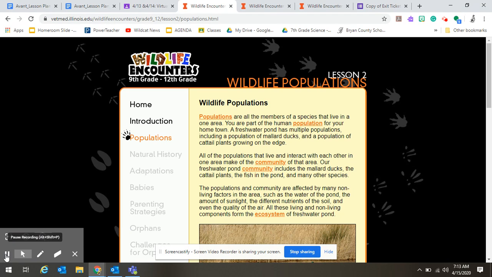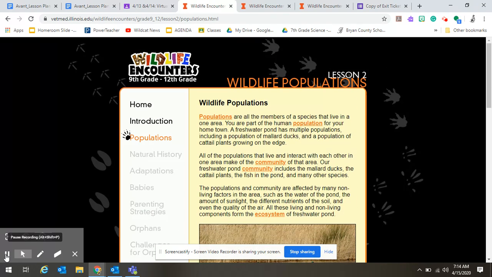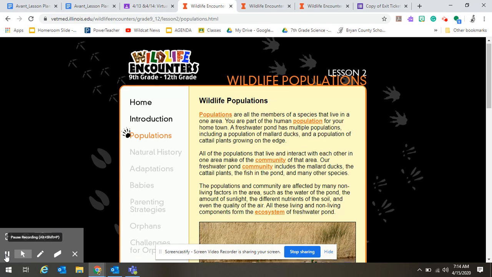Now, all the populations that live and interact with each other in one area make up the community of that area. So we're taking all the individual populations of different species and we're saying, okay, we are a community. Like, we're a community with our dogs and cats and fish out in the ponds. Really, we couldn't say that because they're aquatic ecosystem or terrestrial. But you guys get the picture. All these populations together make up our community.